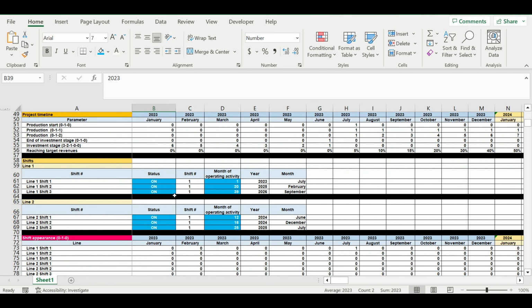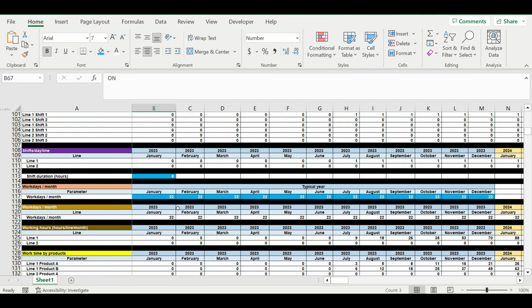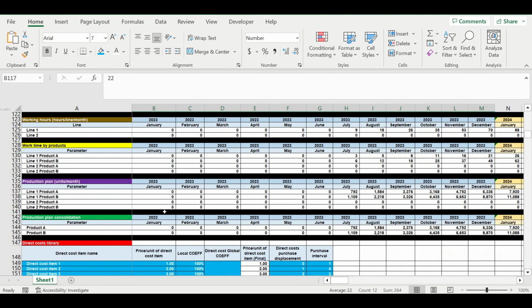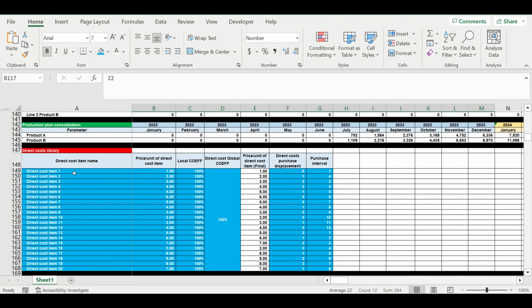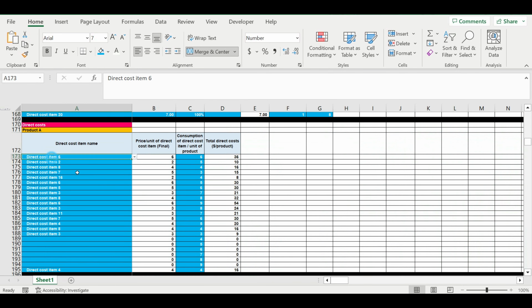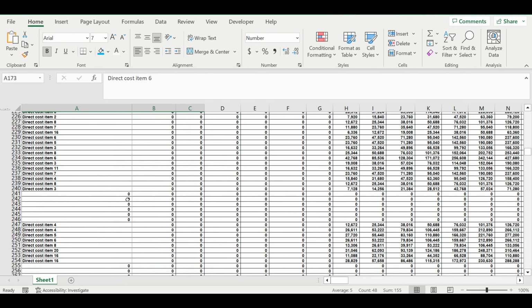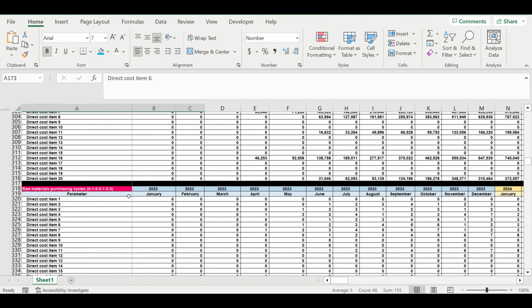Then we create the algorithms for the shifts. So we assume that we have a maximum of 3 shifts for each production line. Then we specify how many work days we have inside each month, if we do have some seasonality. Then we are moving to raw materials. Then we specify what raw materials participate in product A production, in product B production.